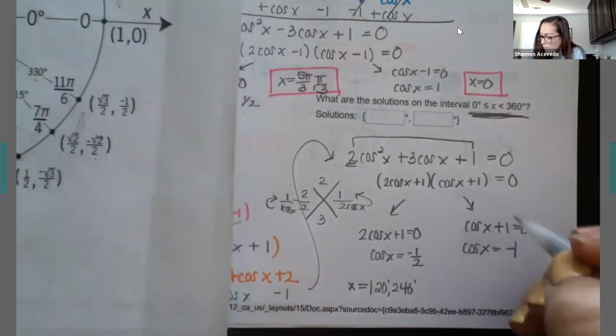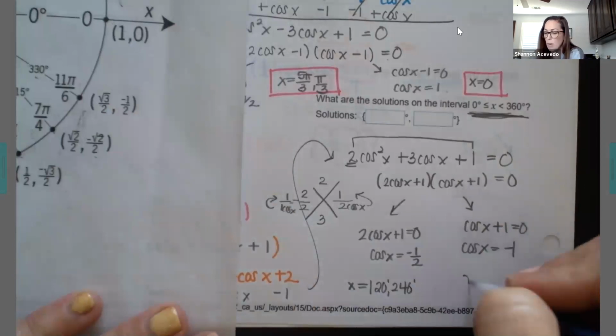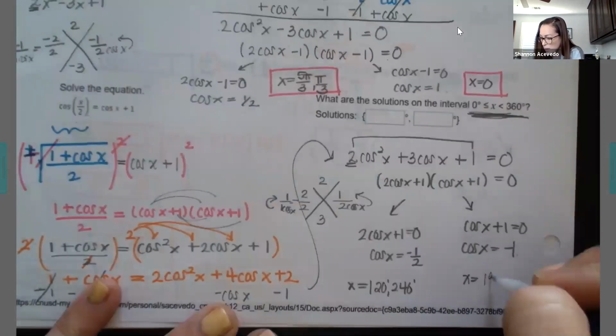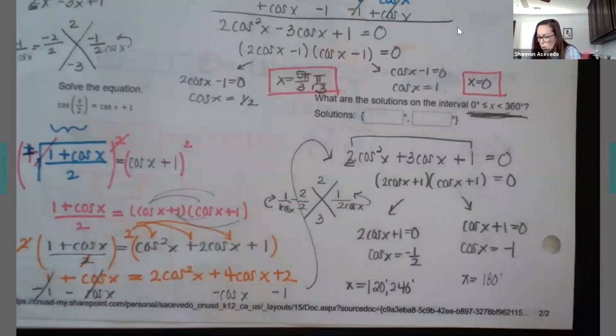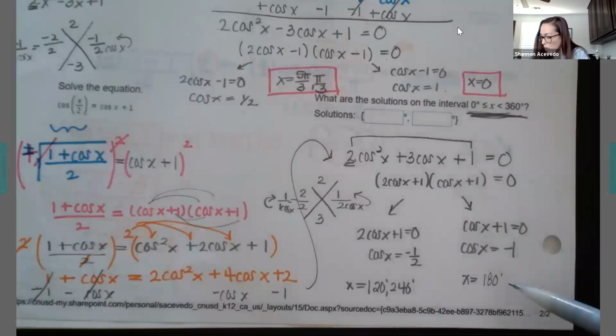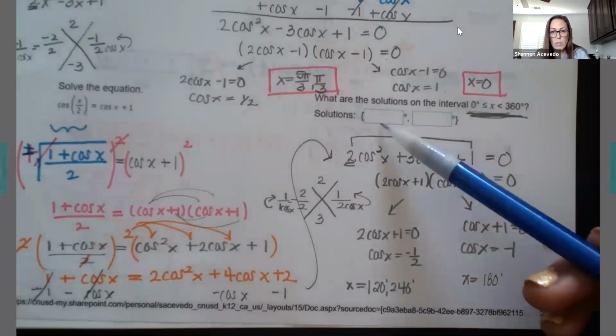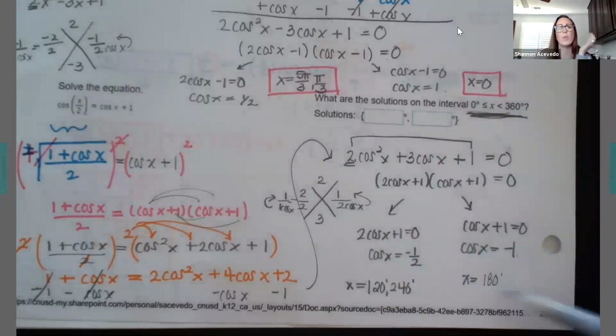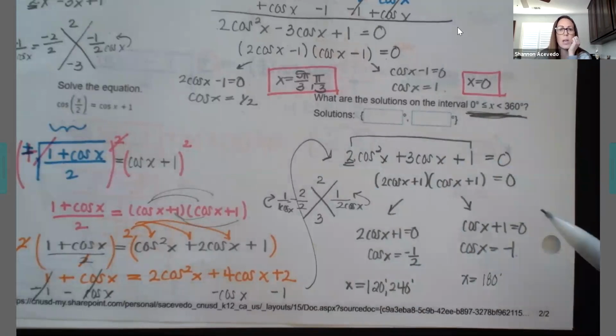Over here, I have x is equal to -1. When is x going to equal -1? It's at 180 degrees. So I go, okay, well, this is great. I've got my answers. So I look here and I go, oh, there's only 2 spots and I have 3. Well, how do I know which ones to pick?